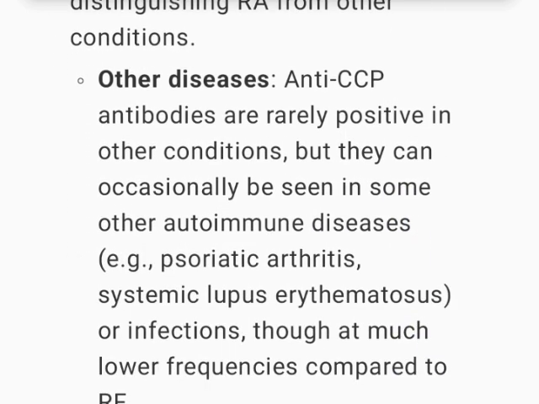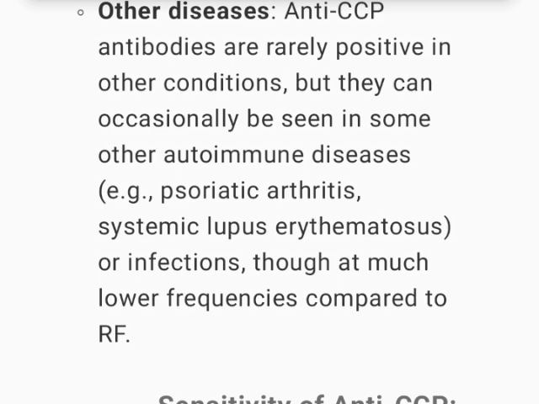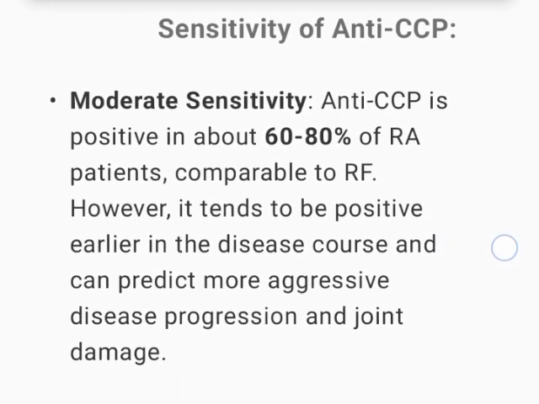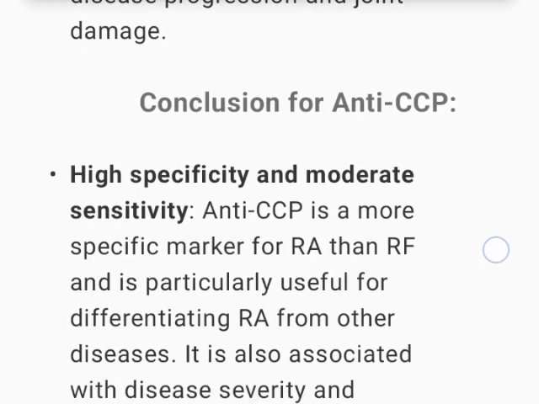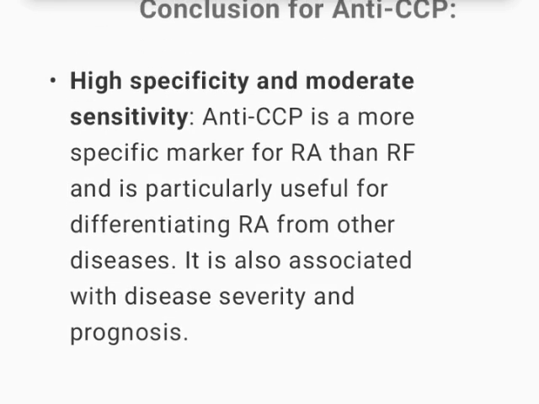Other diseases. Anti-CCP antibodies are rarely positive in other conditions, but they can occasionally be seen in some other autoimmune diseases, e.g., psoriatic arthritis, systemic lupus erythematosus, or infections, though at much lower frequencies compared to RF. Sensitivity of anti-CCP. Moderate sensitivity. Anti-CCP is positive in about 60 to 80% of RA patients, comparable to RF. However, it tends to be positive earlier in the disease course and can predict more aggressive disease progression and joint damage. Conclusion for anti-CCP: high specificity and moderate sensitivity. Anti-CCP is a more specific marker for RA than RF and is particularly useful for differentiating RA from other diseases. It is also associated with disease severity and prognosis.